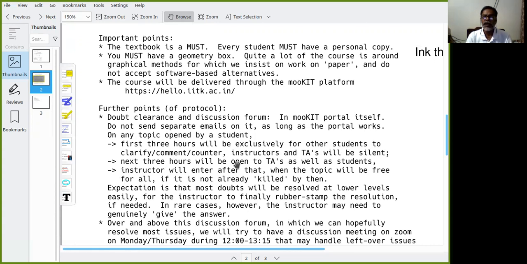And the next 3 hours will be open to TAs as well as students. I remain silent. And after that, if needed, I might enter into the picture. And after the first 6 hours, 3 plus 3, the question will be open for all. And then anybody can comment and answer or carry on whatever discussion. I expect that in the first 6 hours itself, most of the questions will get killed, thoroughly done away with by other students and TAs.